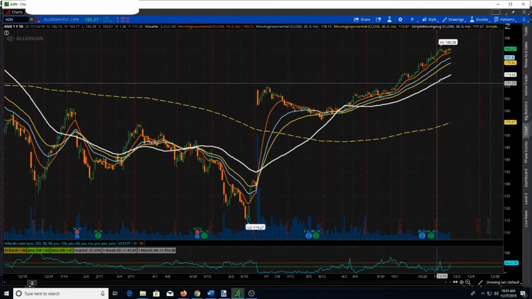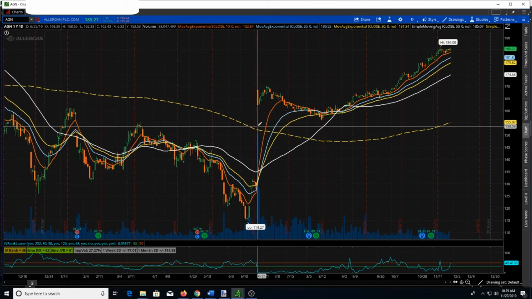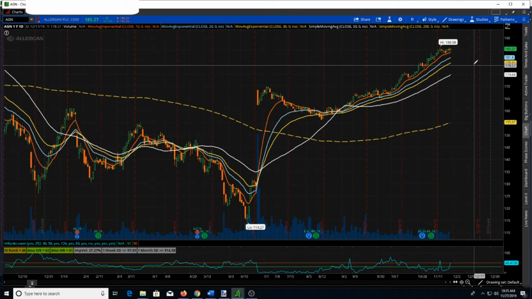We've got kind of a steep 50 here. 200 is not bad, but we are coming off of a downtrend back here. So the 200 is just changing direction through here. So that's something you've got to watch out for also.